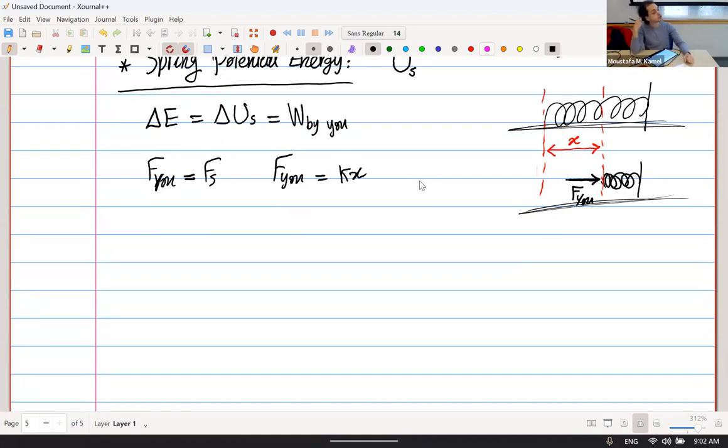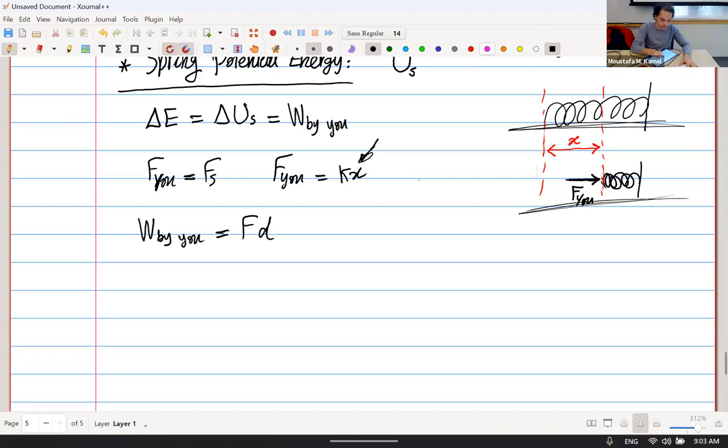Now we want to do the work done by you. Usually it's equal to Fd cosine theta, and I will ignore cosine theta because in all the examples we're giving today, the force is in the same direction as the displacement. But this relation was for a constant force, so the force doesn't change. But this force is changing with position.